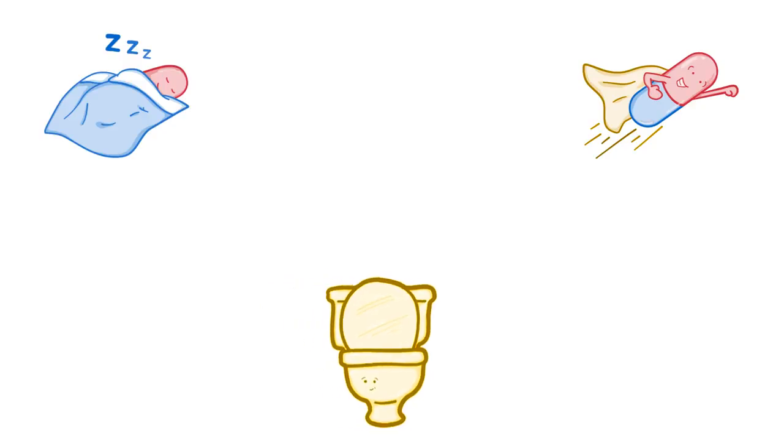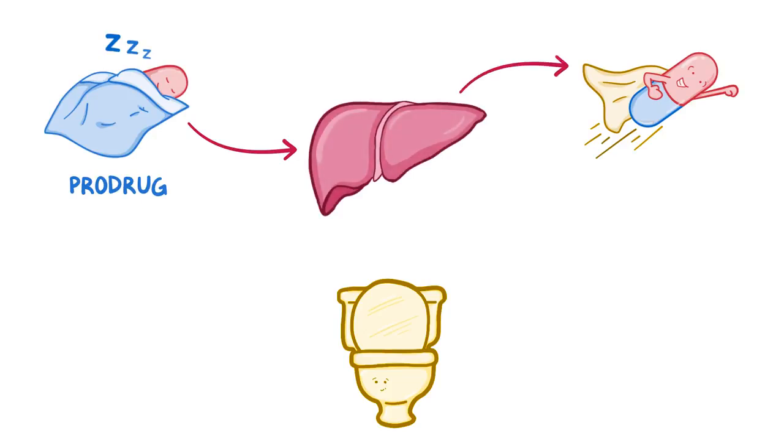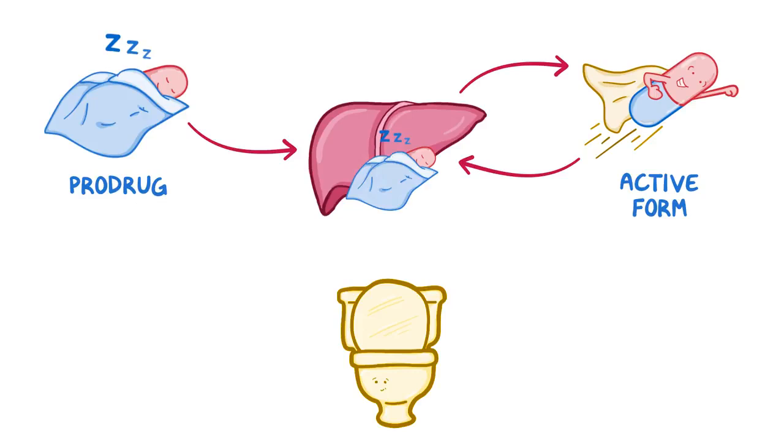Some medications, though, are administered in an inactive form, also known as a prodrug, which needs to be metabolized into an active form within the body before they can produce the desired effect. But even those medications will eventually need to go through further metabolism in order to get inactivated and excreted.